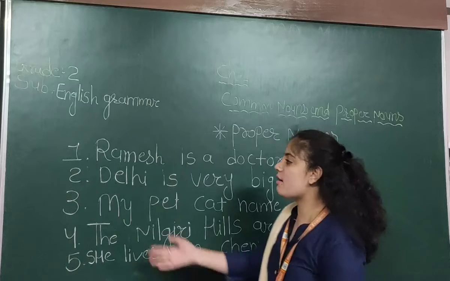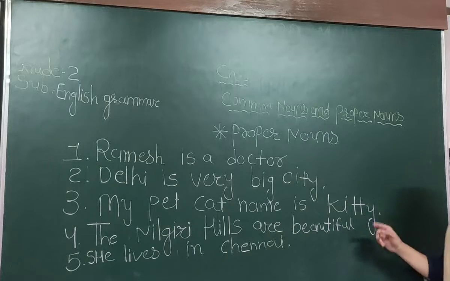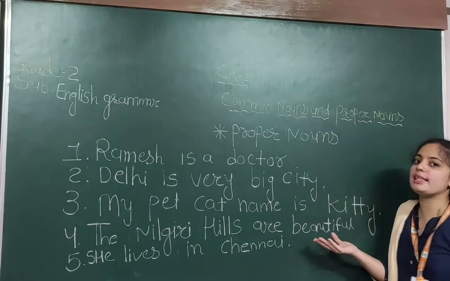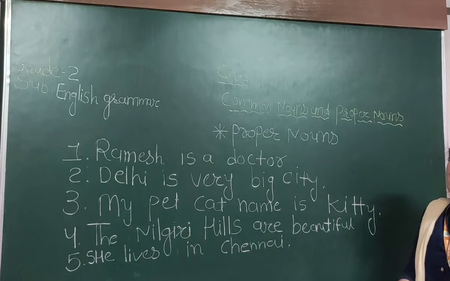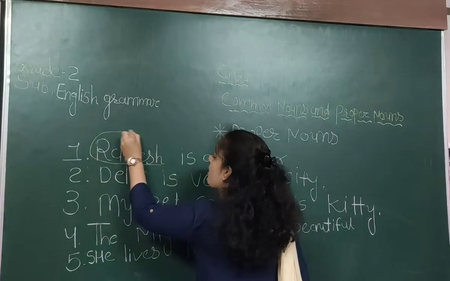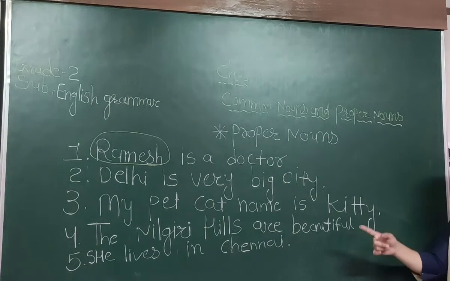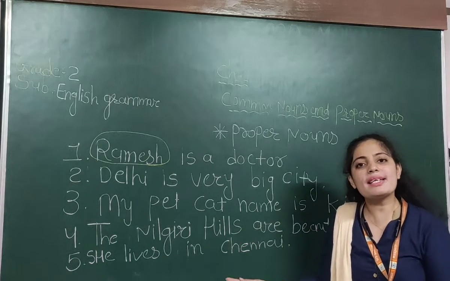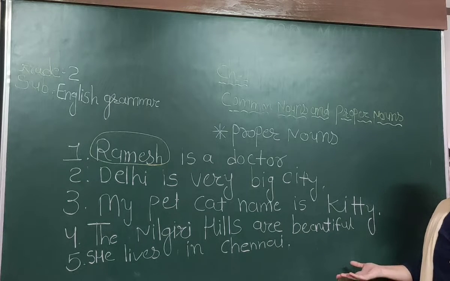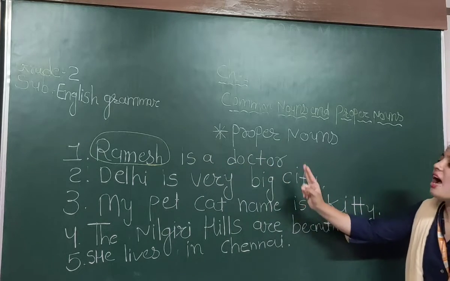Okay, so number one, Ramesh is a doctor. Yes, all the students, in this sentence, where is the proper noun? Yes, Ramesh. In this sentence, Ramesh is the proper noun. And Ramesh is the special name of a person. So, in the first, Ramesh is a doctor. Our proper noun is Ramesh.